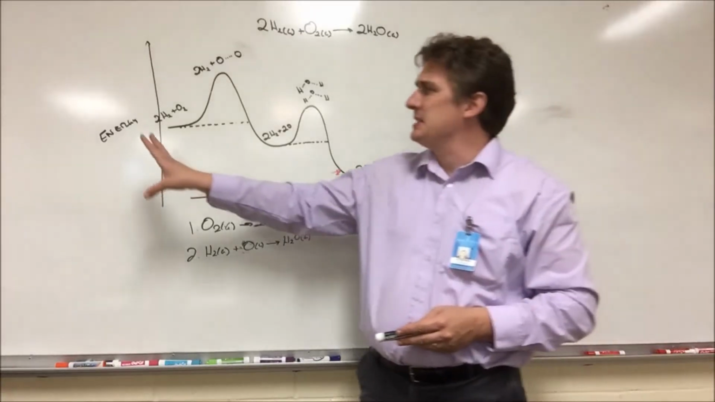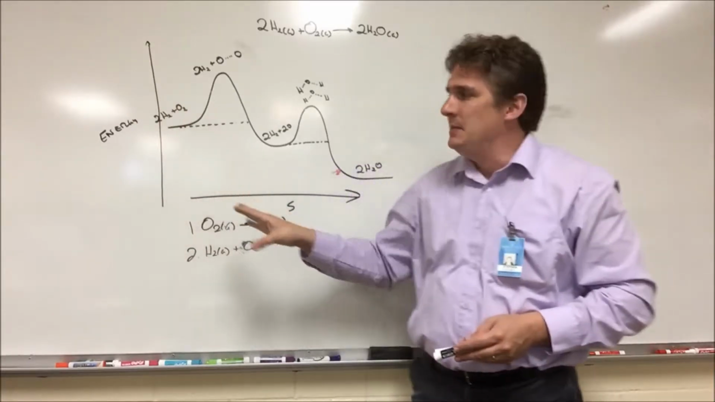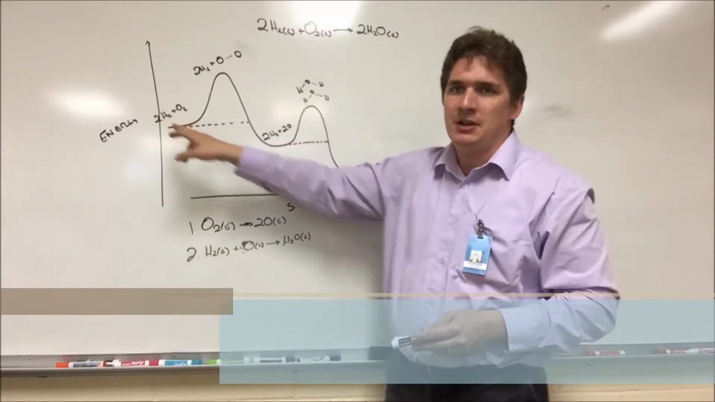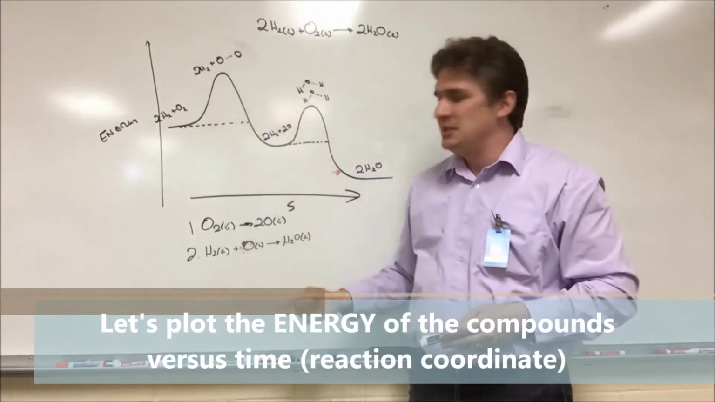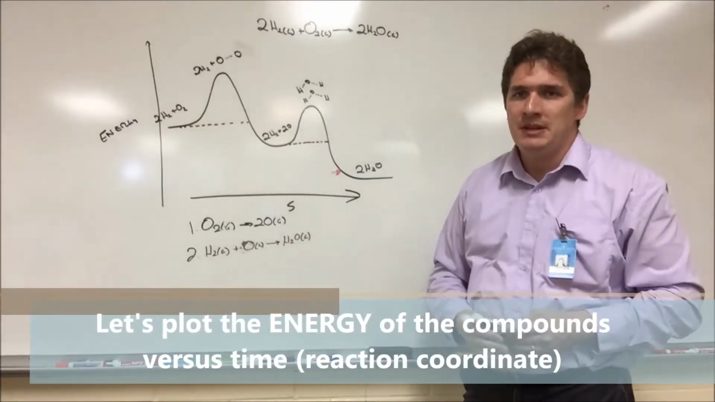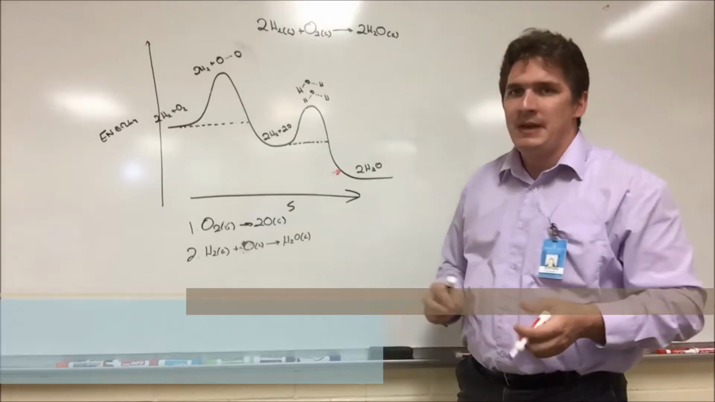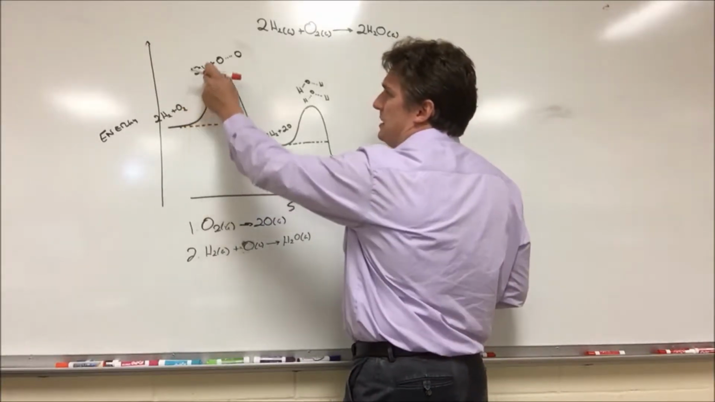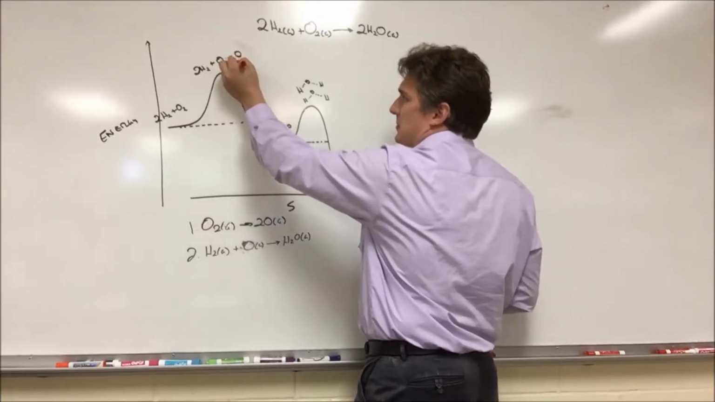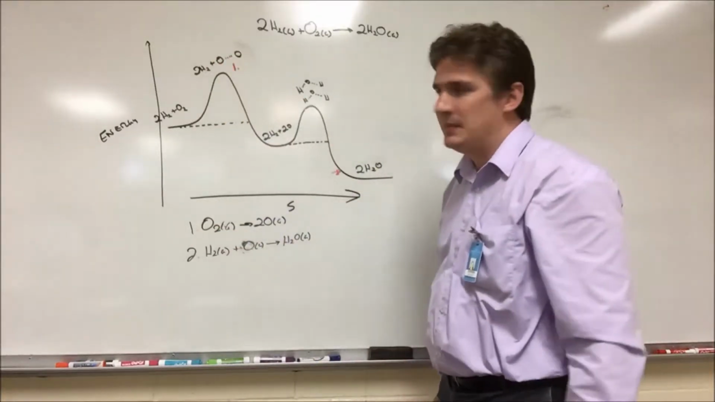So if we represent this as energy versus time, meaning that we have 2H2 and O2 here, and ultimately we're going to produce 2H2O, we're going to go through two transition states because we have two intermediates. Now, schematically, what's happening is that as we go along this first peak, we have oxygen dissociating. So this is our first reaction, 1.